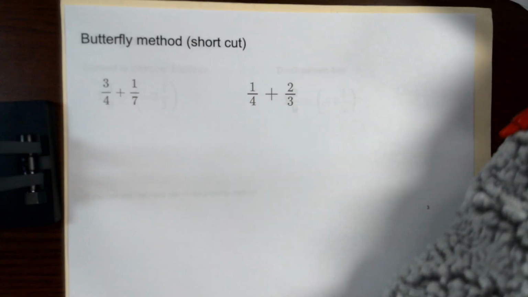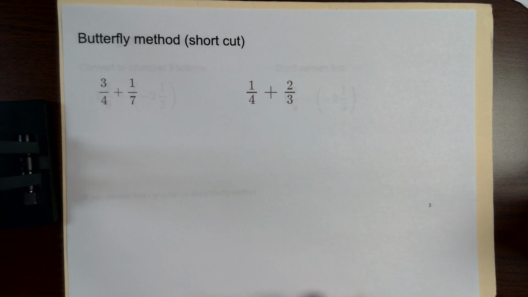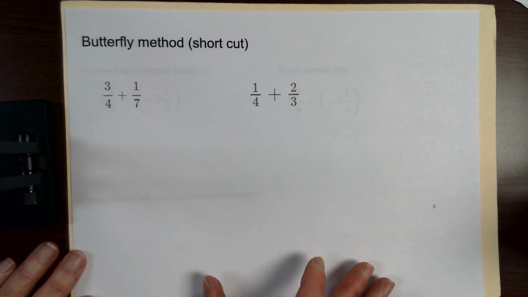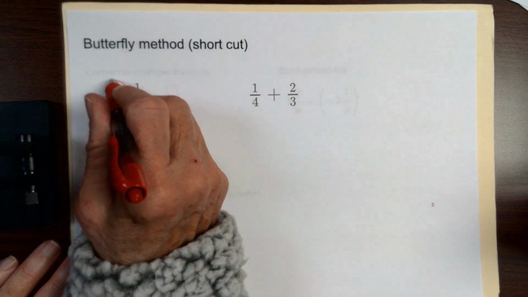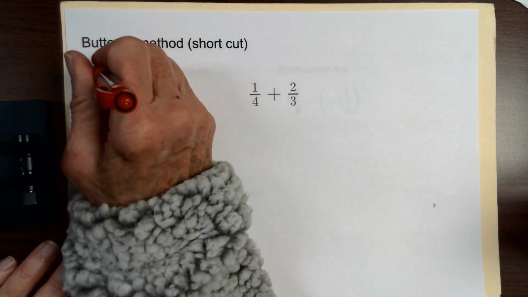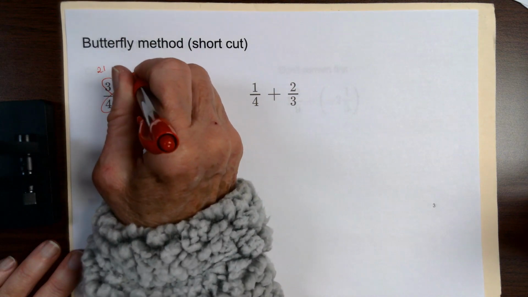There is a shortcut method to this. Some people like to use it, some people don't. I actually don't think on the bigger problems it seems like much of a shortcut. But I'm going to show you how to do it. You're going to multiply up. So I'm going to get a 21. I'm going to multiply up here. I'm going to get a 4.